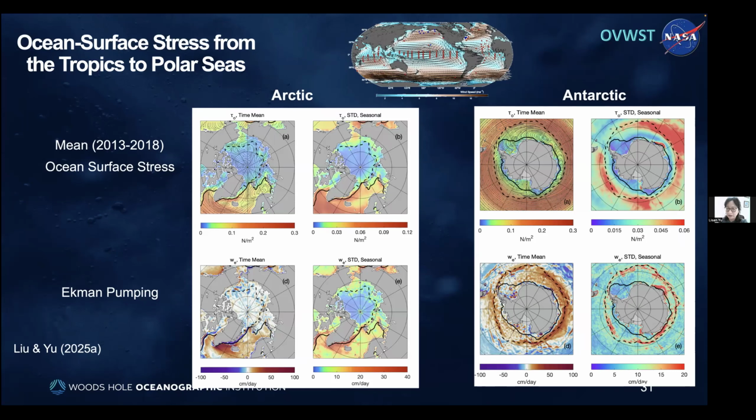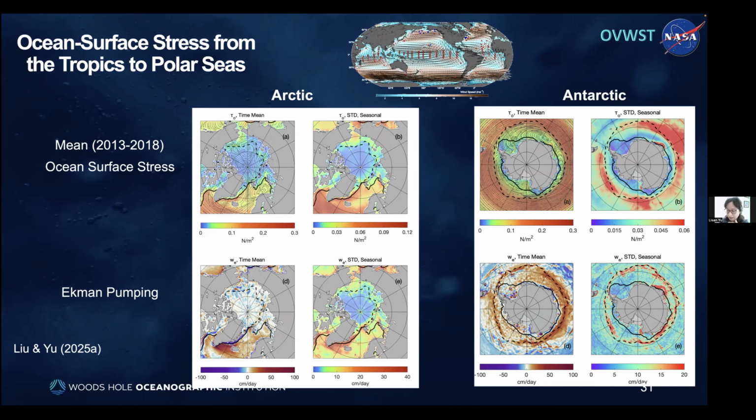And now we have the wind stress. We can cover not only global oceans, but also the Arctic Ocean and Antarctic Ocean. On the left, it shows the winds and the wind directions. On the right, and also on the bottom, is the Ekman pumping rate.